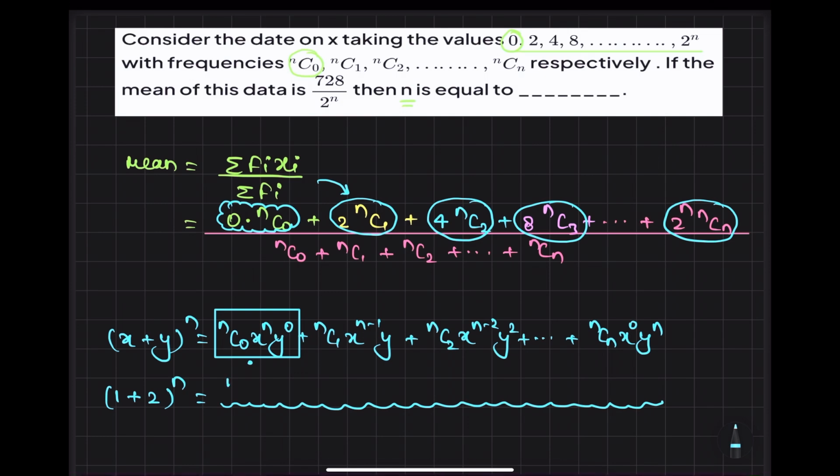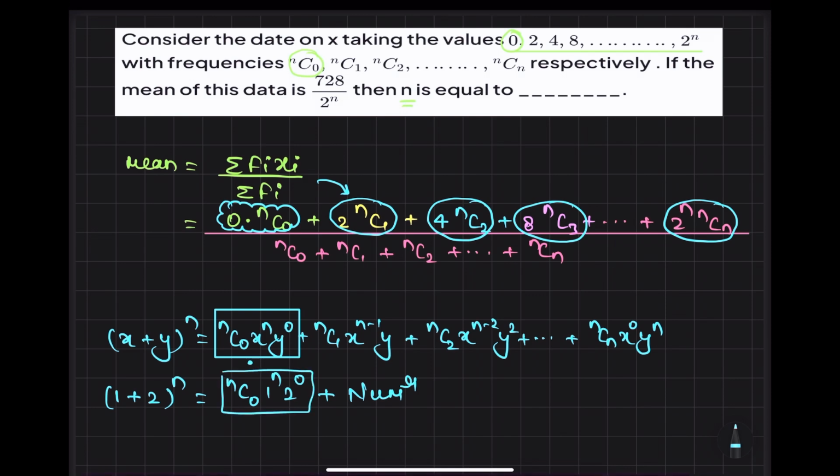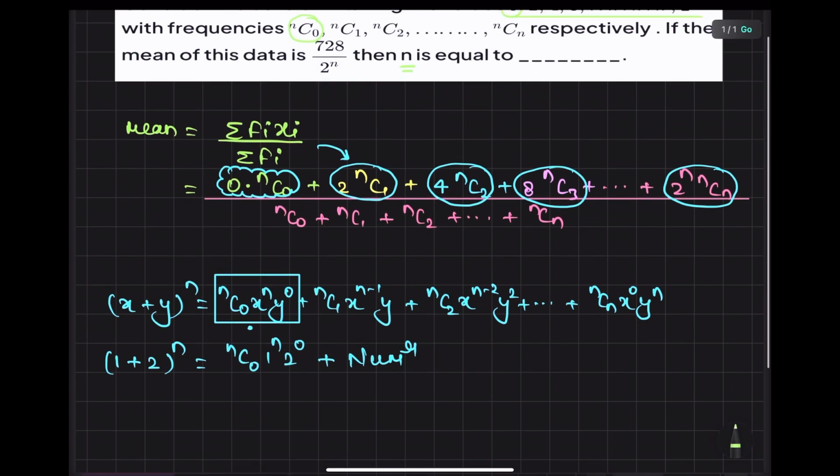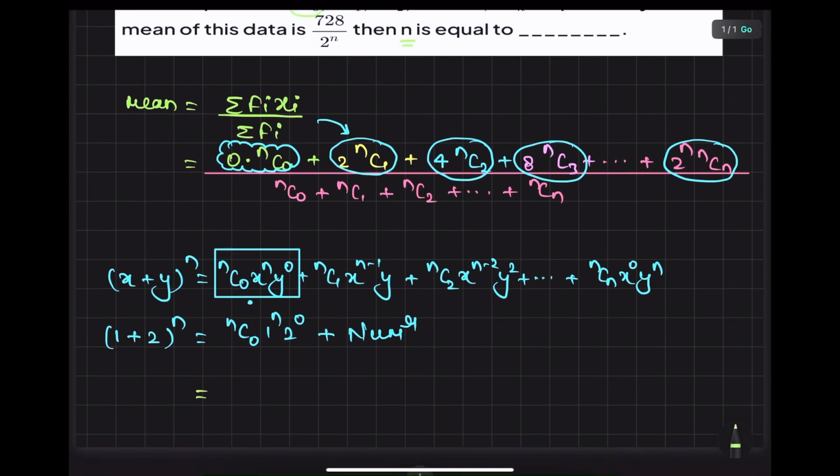That is nC0, and x is what? 1 power n, and then 2 power 0. So again it will become 1, and then plus the numerator. Is that okay? So in the numerator we have to add this and we have to subtract this. Correct? So don't you think your numerator will look like, I'll continue with the same color, 3 power n minus 1.